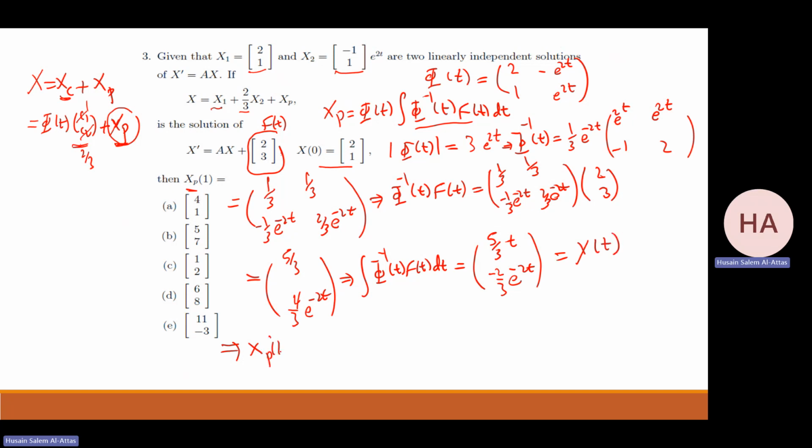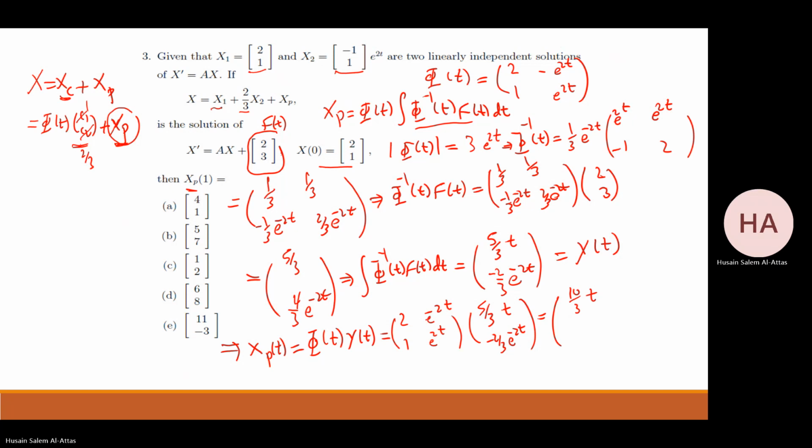So xp of t will be phi of t times y of t. Yeah, this is phi times this. Let me do it in steps. First row times first column, I have 10 over 3 t. Then I have minus 2 over 3, because e is minus 2t. No, sorry, this is minus e is 2t.